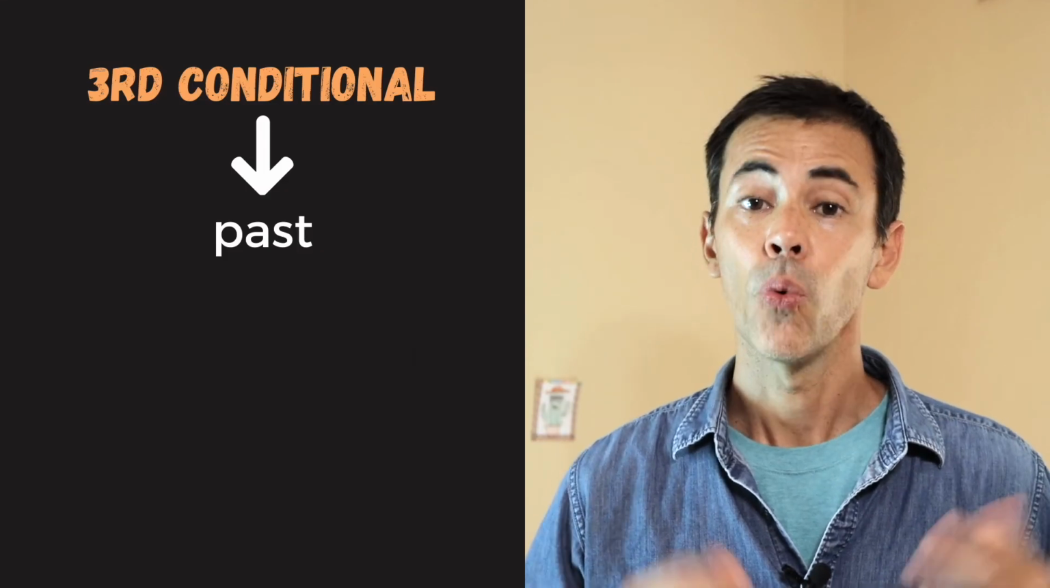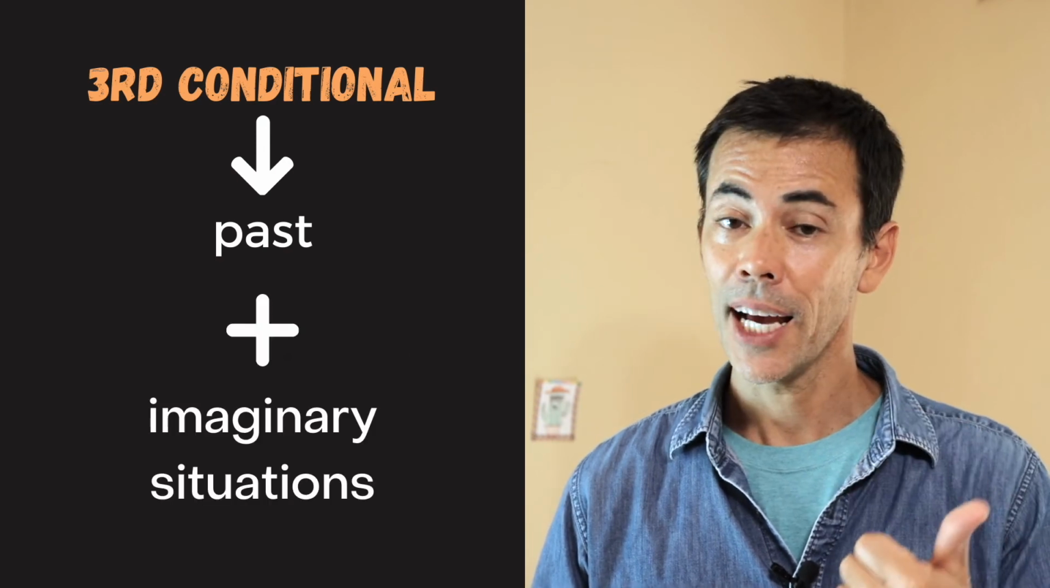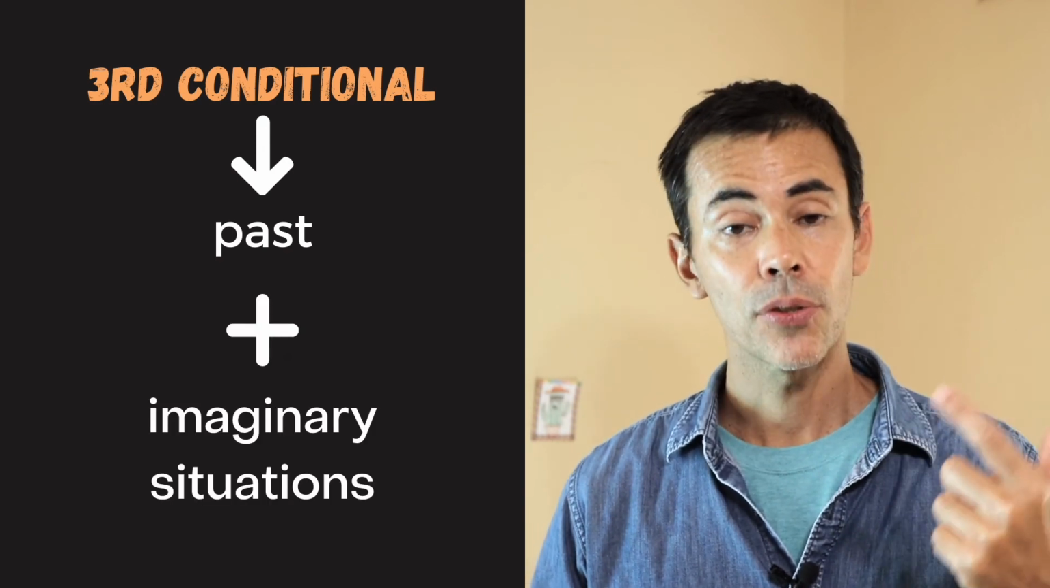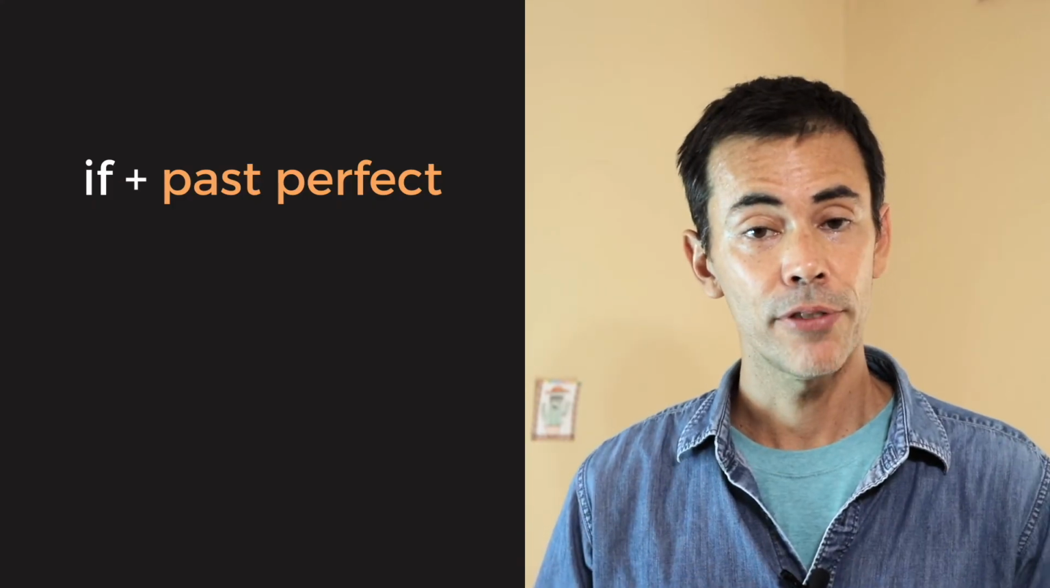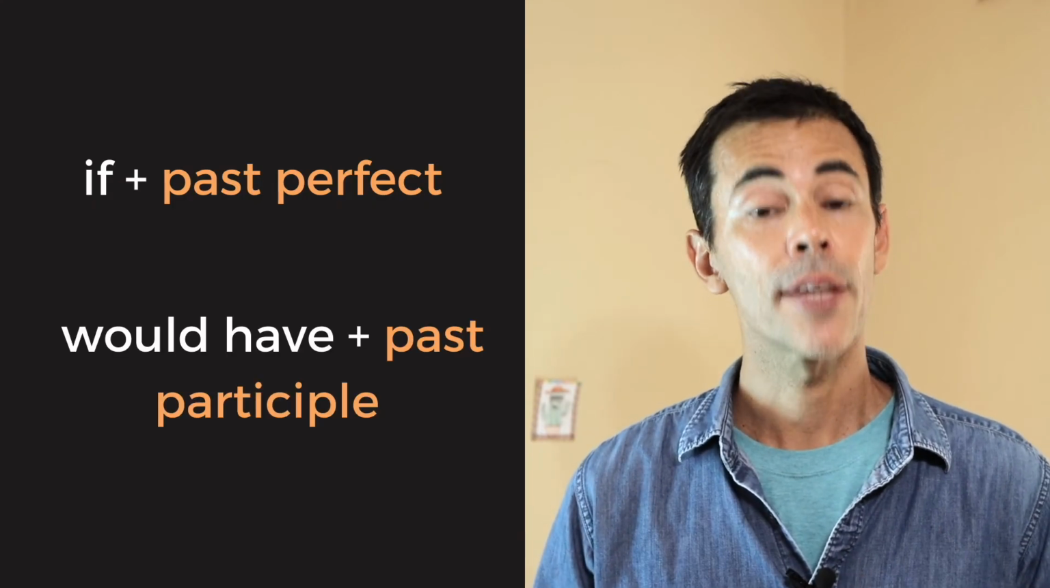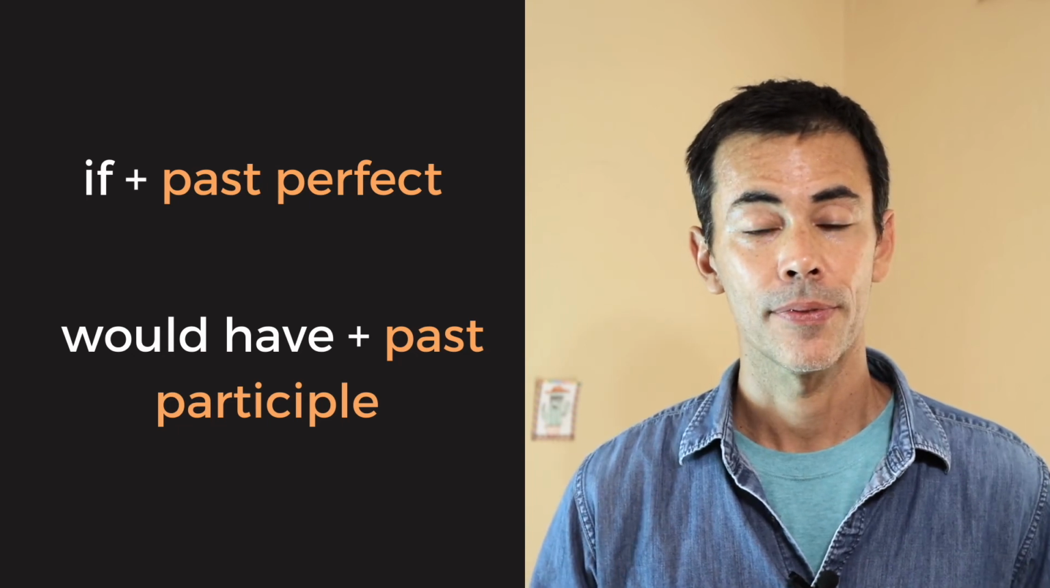Okay, here's a quick recap of the third conditional. We use the third conditional to talk about the past. We use it to talk about something that didn't happen and to imagine the result. We form it with if and the past perfect, and would have and the past participle.